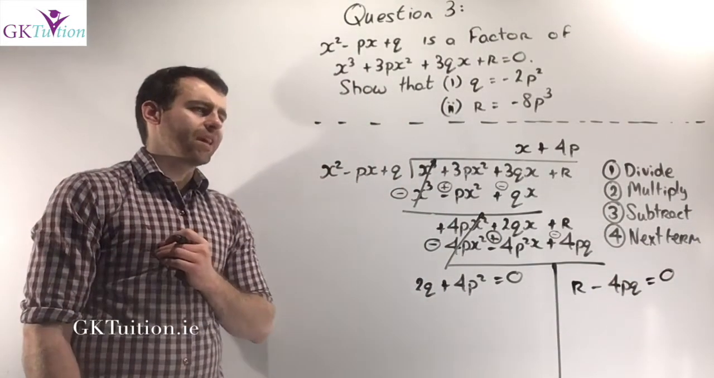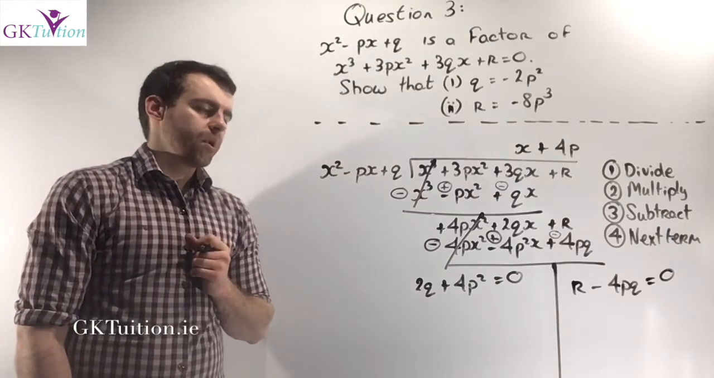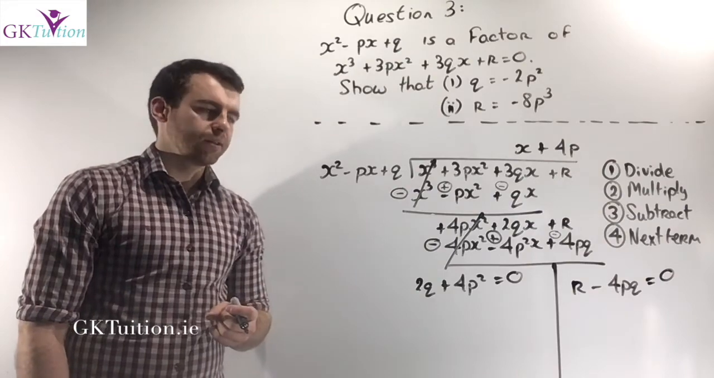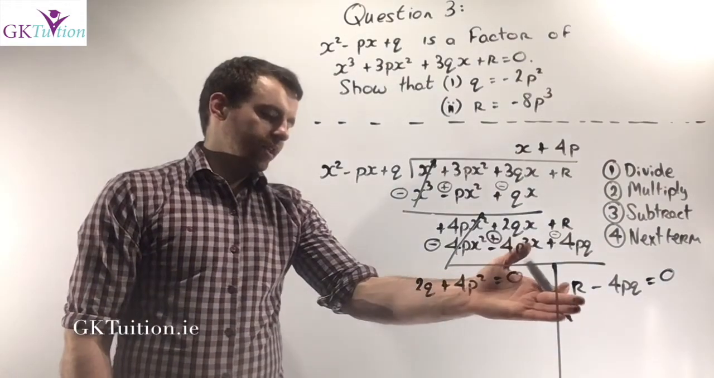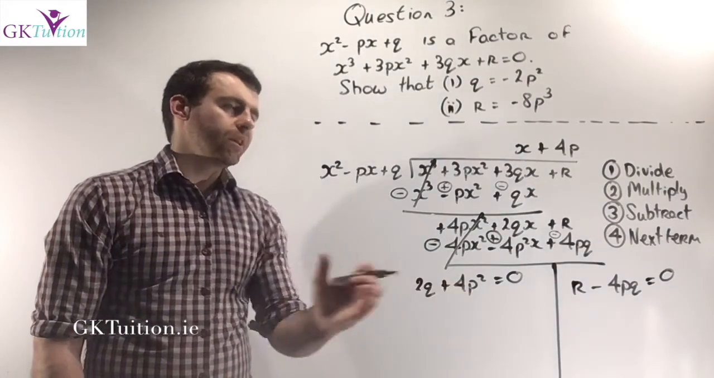So now that I've got my remainders, I need to look at what I've been asked to prove. The first thing I was asked to prove is that q is equal to minus 2p squared. It's clearly nothing to do with this one, which has an r. It must be this one, because this one only has q's and p's in it.